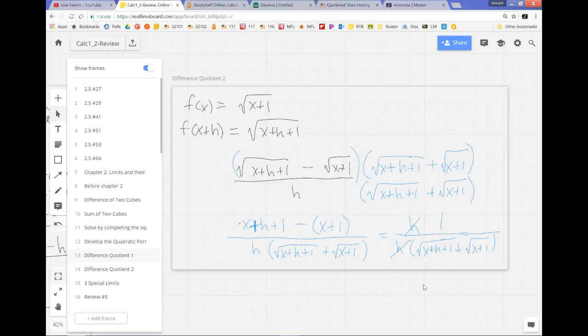So do you want me to just make up a function and do another one? Is that what you had in mind? I think I got it now. I was just making sure about what the formula was.